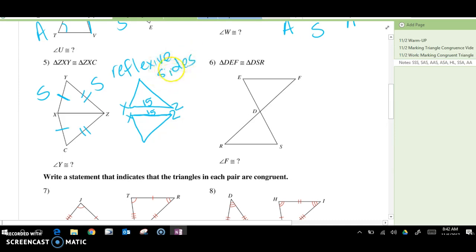So when we're doing this, I will probably be asking you, do you see a reflexive side? If so, you need to mark it. It will not be marked for you. You will have to go and mark it yourself.